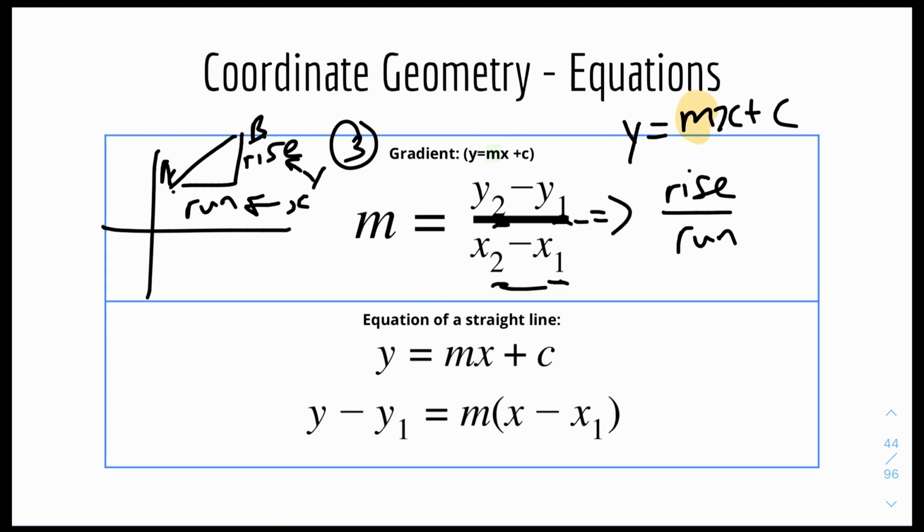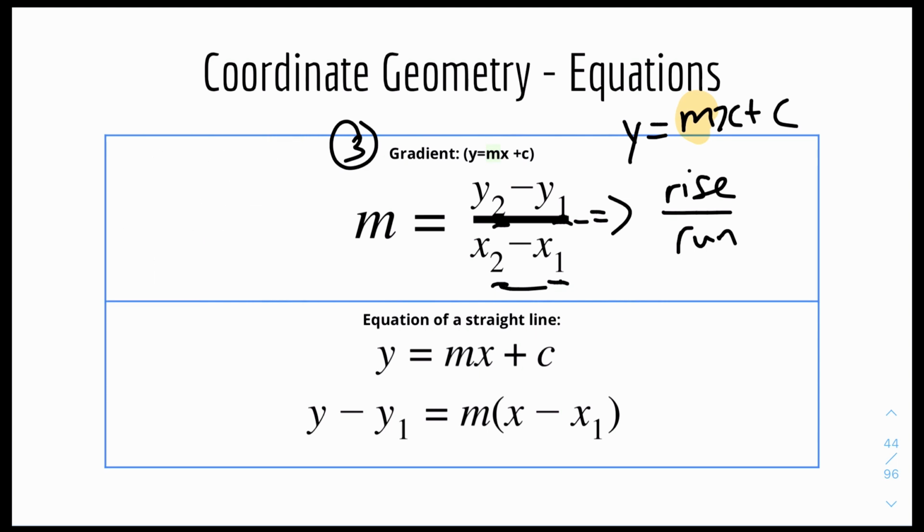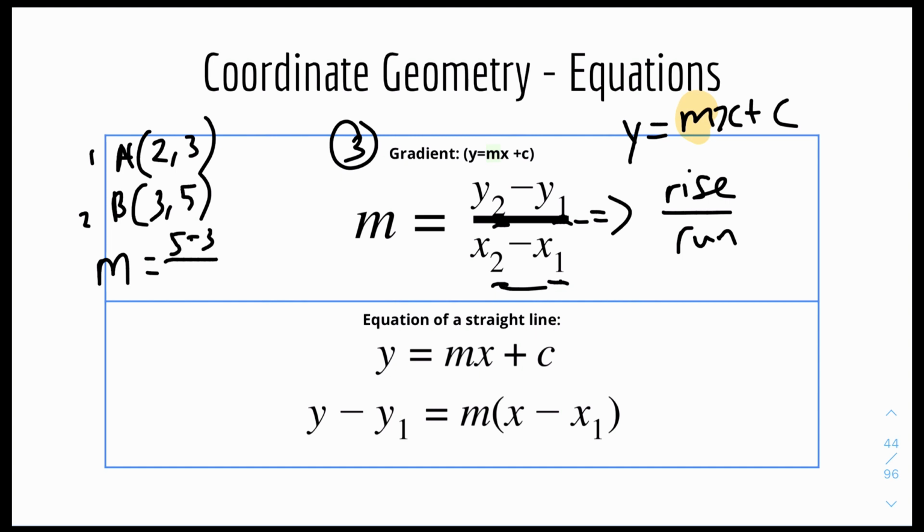For example, let's set A as (2, 3) and B as (3, 5). Let's set this as 2 and this as 1. The gradient could be y2 minus y1 over x2 minus x1, which is 5 minus 3 over 3 minus 2. Or if you want to do it the other way around, y1 minus y2 over x1 minus x2, it could be 3 minus 5 over 2 minus 3. They'll be the same, but you have to make sure that the order is correct.